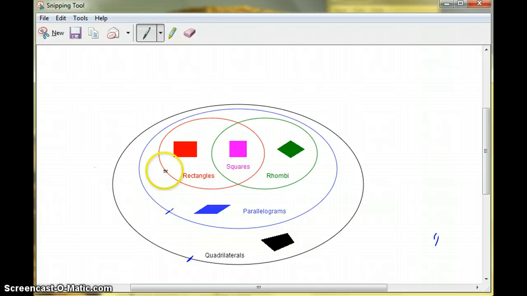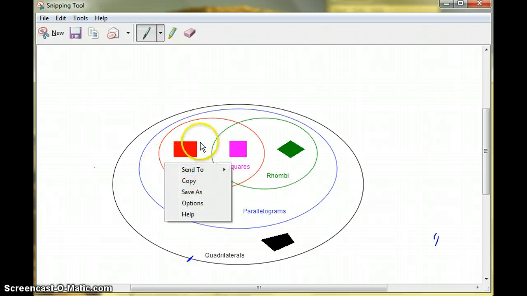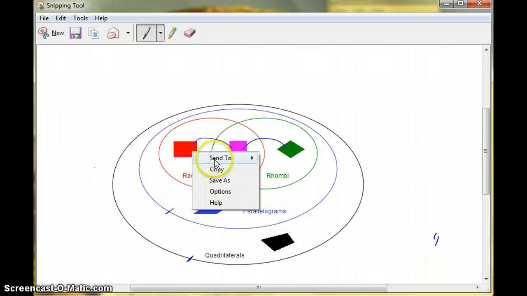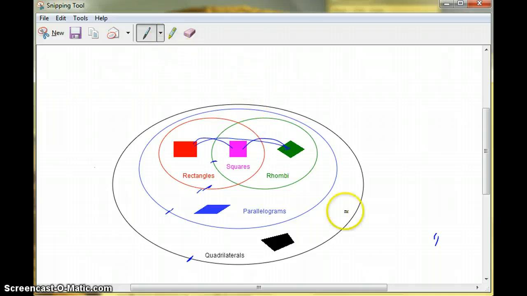So move inside this red circle here. Everything inside this red circle is connected, right? So a rectangle is the same type of parallelogram as a square. And a square is the same type of parallelogram as a rhombi. But a rectangle is not the same type of parallelogram as a rhombi because they're in two different quadrants here, okay? So you can use this to answer your questions here.